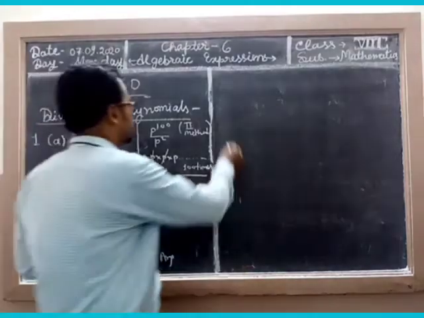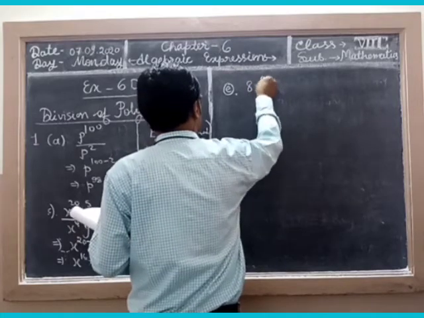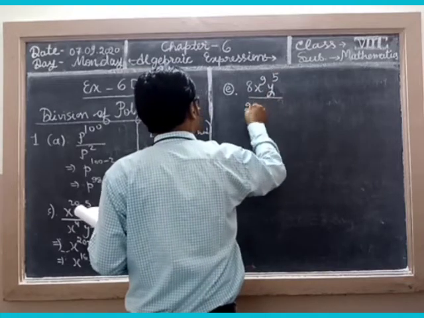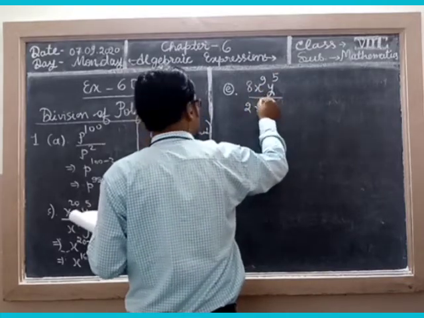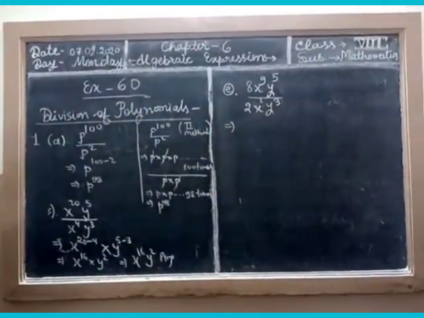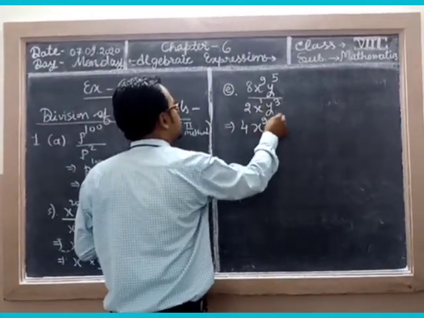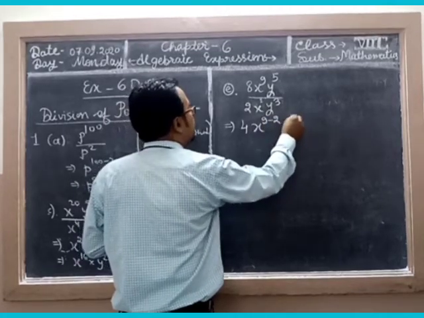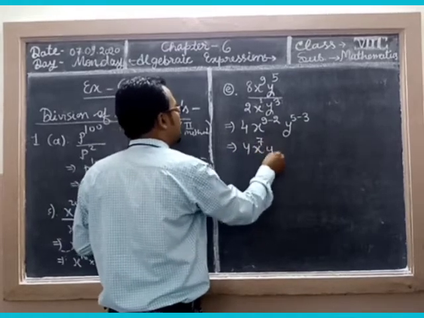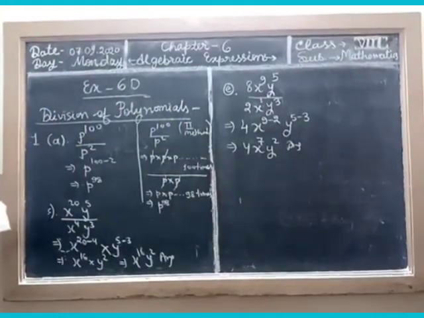Now E part, 8x to the power 9, y to the power 5 upon 2x to the power 2, y to the power 3. So 8 is divided by 2, it means 4. For x we write 9 minus 2 and for y, 5 minus 3. So the final answer is 4x to the power 7 and y to the power 2. So this is your final answer. Got it, student?